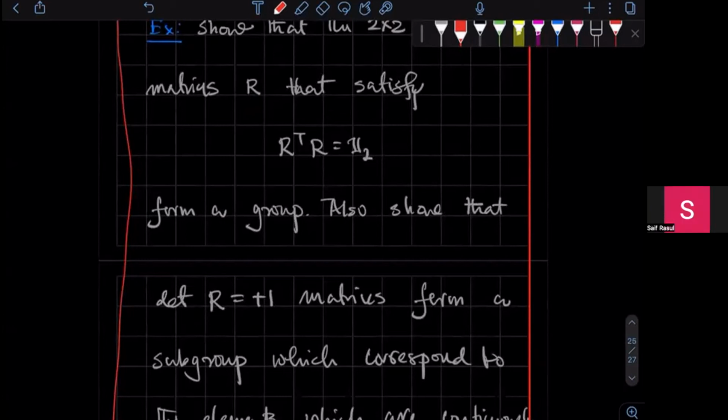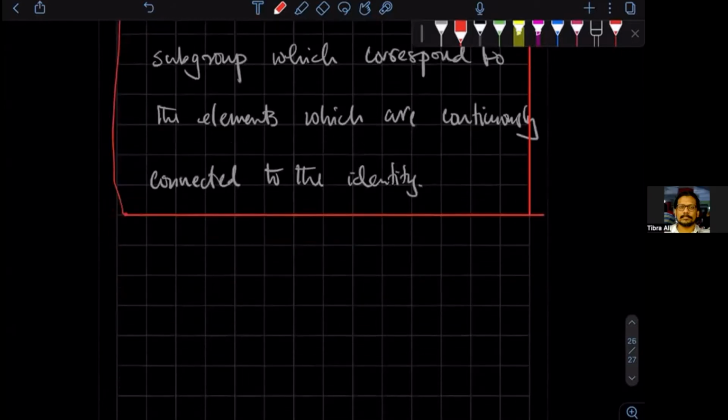How do we show that something is continuously connected to the identity? You just basically have to show that it has that form, right?